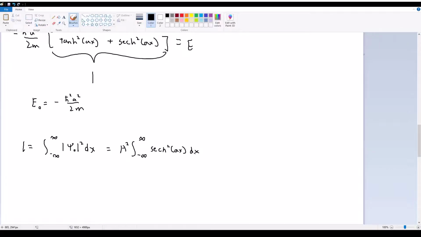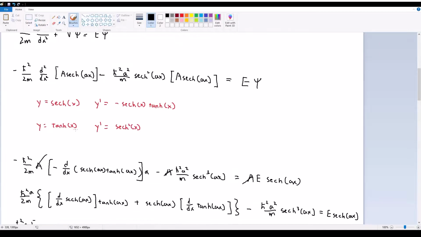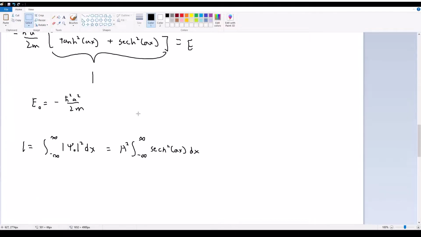And at this point, considering the integral that we did earlier, you should already know what this answer is, because we know the property that the derivative of hyperbolic tangent of x is hyperbolic secant squared of x. So if we add the a, then given that y is equal to hyperbolic tangent of ax, the derivative y prime is going to equal hyperbolic secant squared of ax multiplied by a.